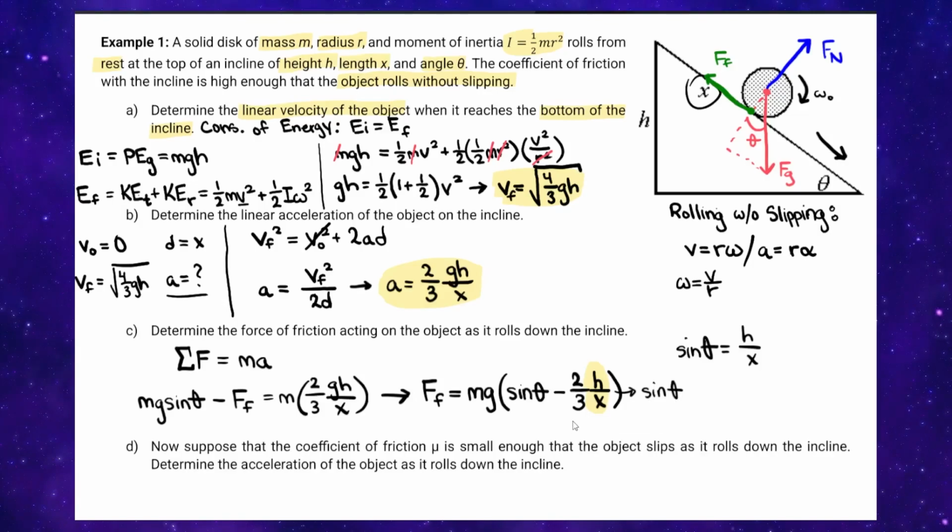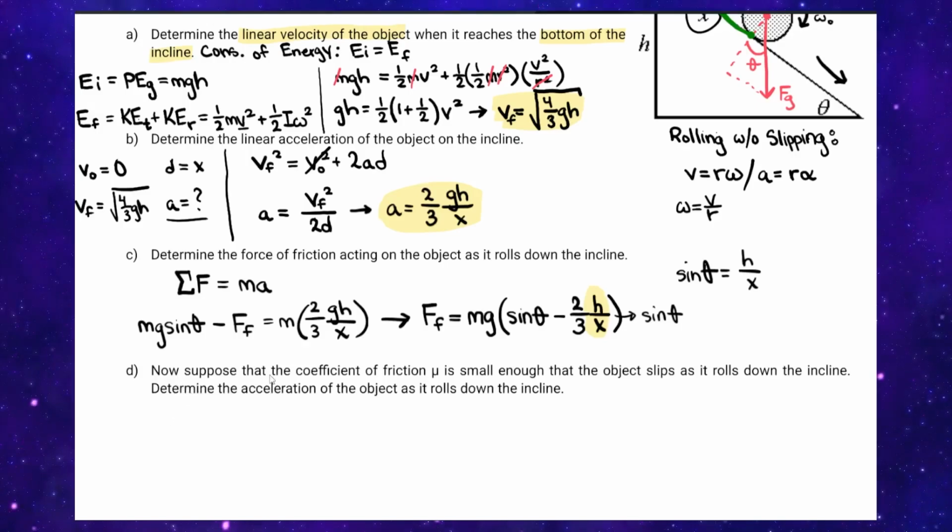That means that whatever's left is going to be 1/3 sine theta, and so our final expression could be interpreted as 1/3 mg times sine of theta. But I'm going to leave it in this form and move on. So now this last part here is if the coefficient of friction mu is small enough that the object slips as it rolls down the incline.